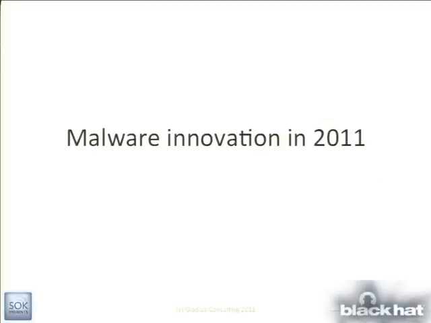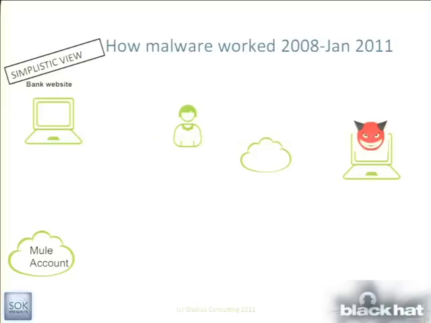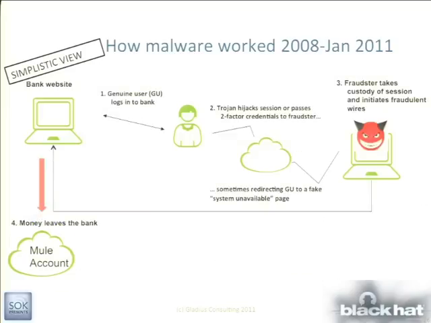Okay, 2011, great year for Zeus. So this is the way malware worked last year. You basically had the individual user log in and authenticate, and the credentials were sent over to the Zeus command and control server. Then they basically steal those credentials and go directly to the bank, which is over on your left side. And then after that, they send the money out to the mules.